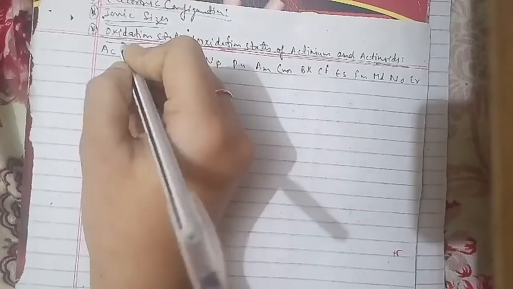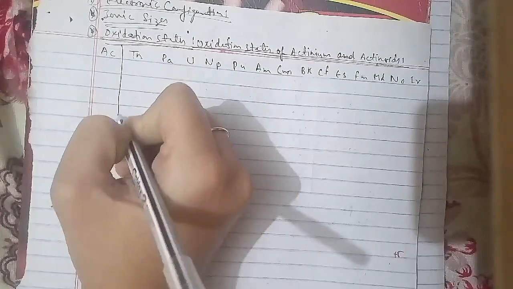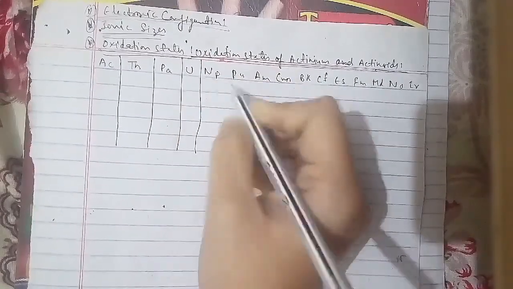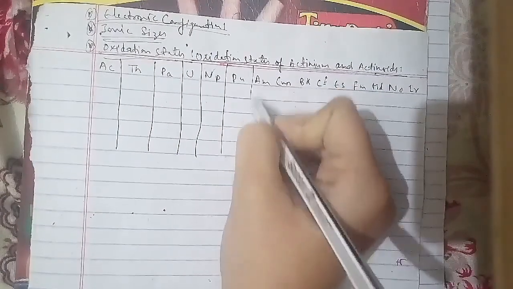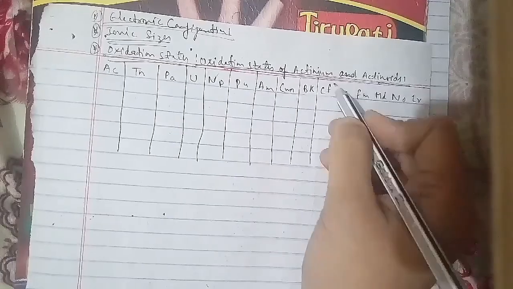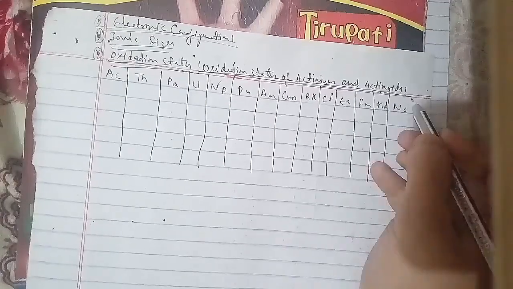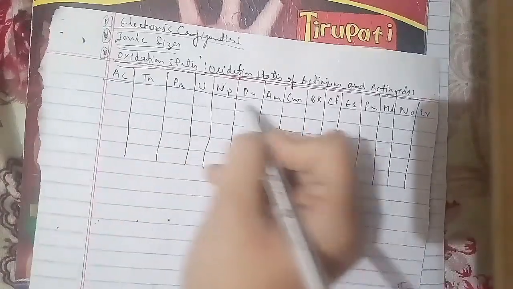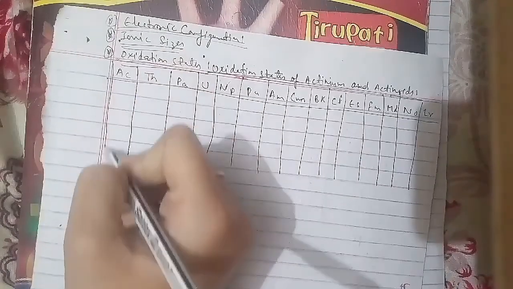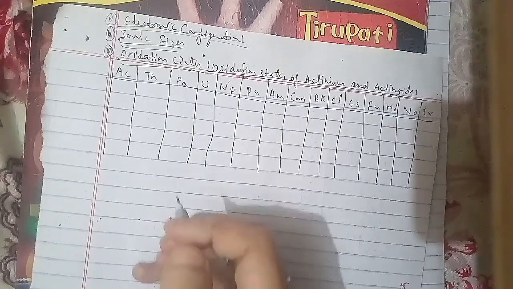Now we'll go ahead for another one, and for the same we'll have to find out. The other one we have is the general characteristics and comparison with lanthanoids, and even though we have to discuss it. General characteristics and comparison with lanthanoids that we have.